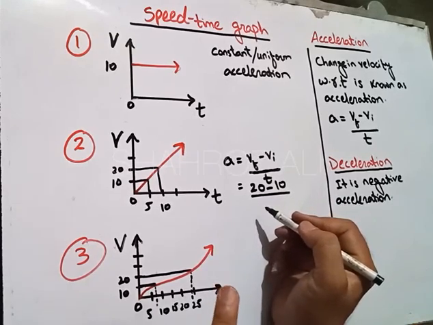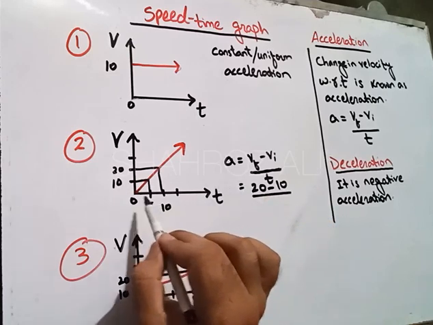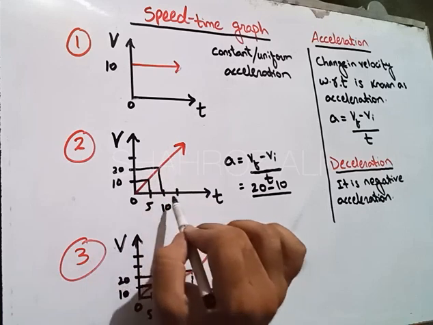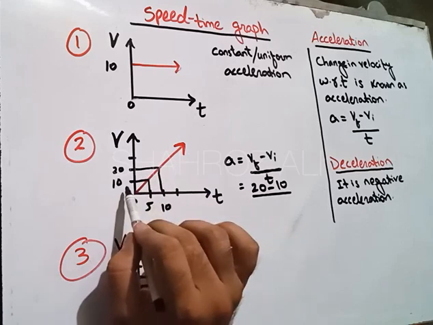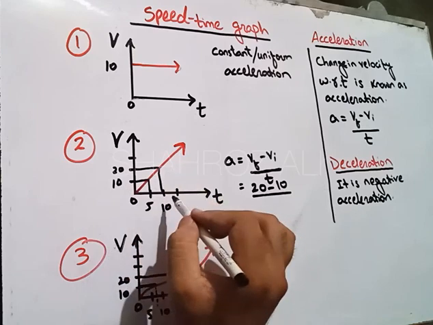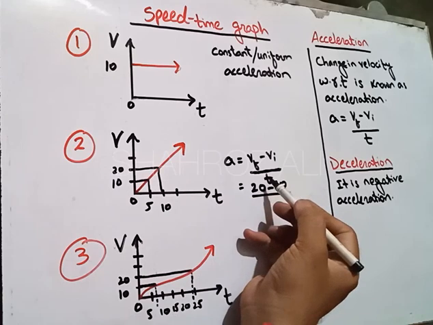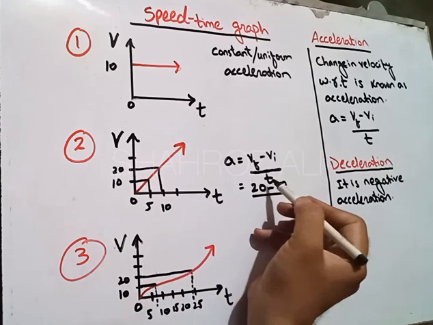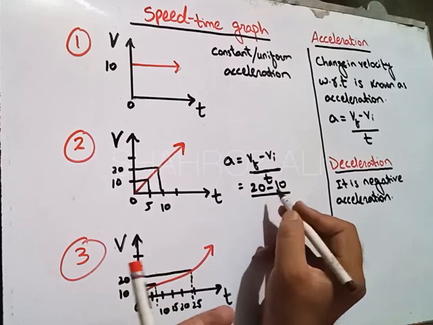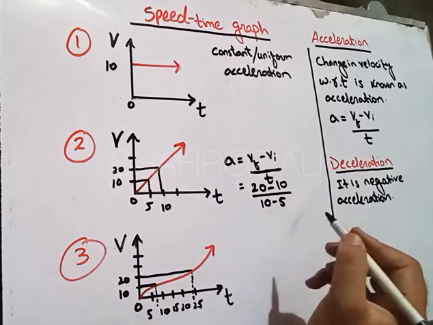There is an interval between two points, 10 and 5. 20 meter per second speed is at 10 seconds, but 10 meter per second speed is at 5 seconds. So what is the final time? You can write 10, final minus initial time, but you will not mention it like final time or initial. You will just write it directly for your convenience. 10 is the final time and this is the initial time.